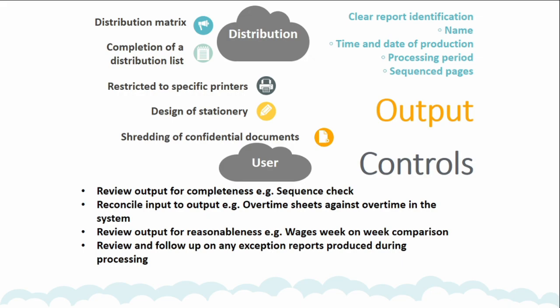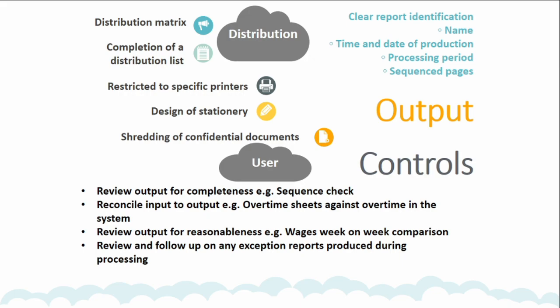The purpose of output controls is to make sure that outputs are accurate, complete, and that they are distributed in the correct way. Outputs do not have to be hard copies. They can sometimes be on the screen. When we're dealing with output controls, we're going to be dealing with two broad topics. One is distribution and the next is the user. Let's look at distribution. What are some preventative controls to ensure that the distribution happens correctly?